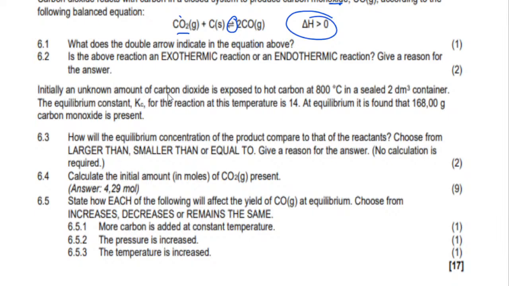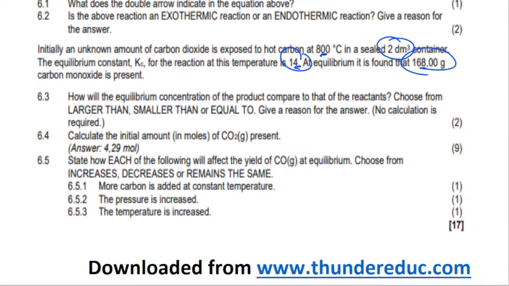Initially, a known amount of carbon dioxide is exposed to hot carbon, okay? Initially, this is very important. Container at equilibrium. And then the reaction is this, okay? The Kc is 14. And then they're saying that at equilibrium they found this amount. You see what I'm highlighting. This is what is given. You need to know that before you go for any calculation.